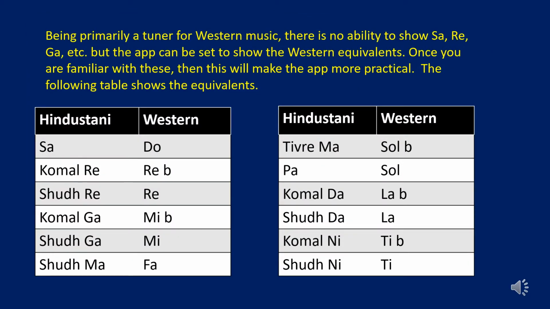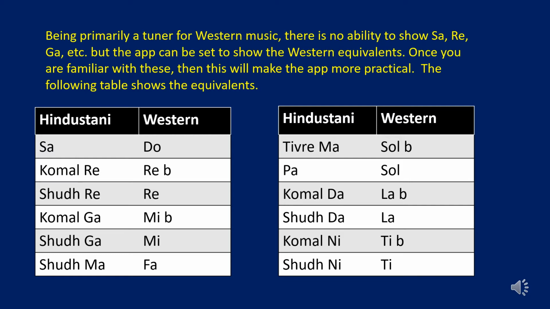Being primarily a tuner for Western music, there is no ability to show sa, re, ga, etc. But the app can be set to show the Western equivalents. Once you're familiar with these, then this will make the app more practical. The following table shows these equivalents. So in Hindustani and generally in our Carnatic also, instead of sa, re, ga, ma, pa, da, ni, you have do, re, mi, fa, sol, la, ti.